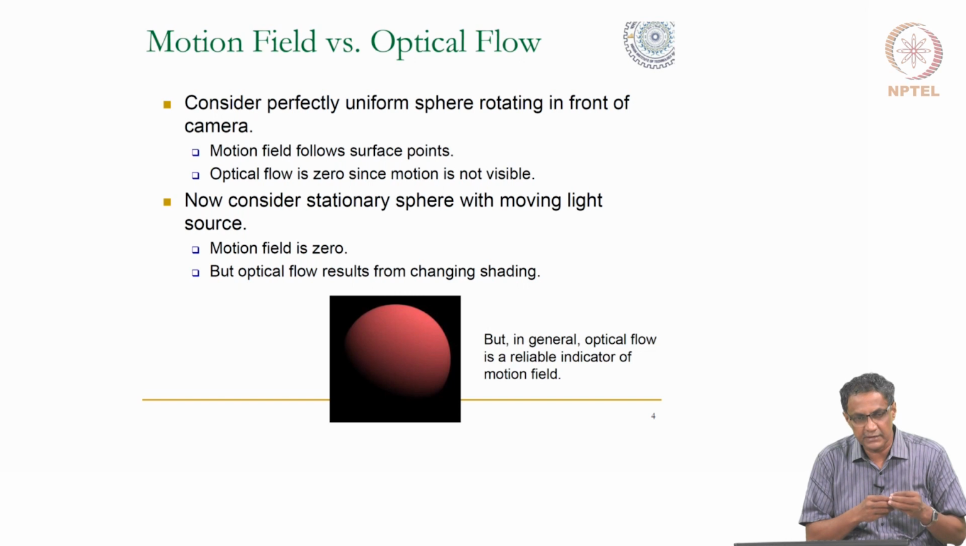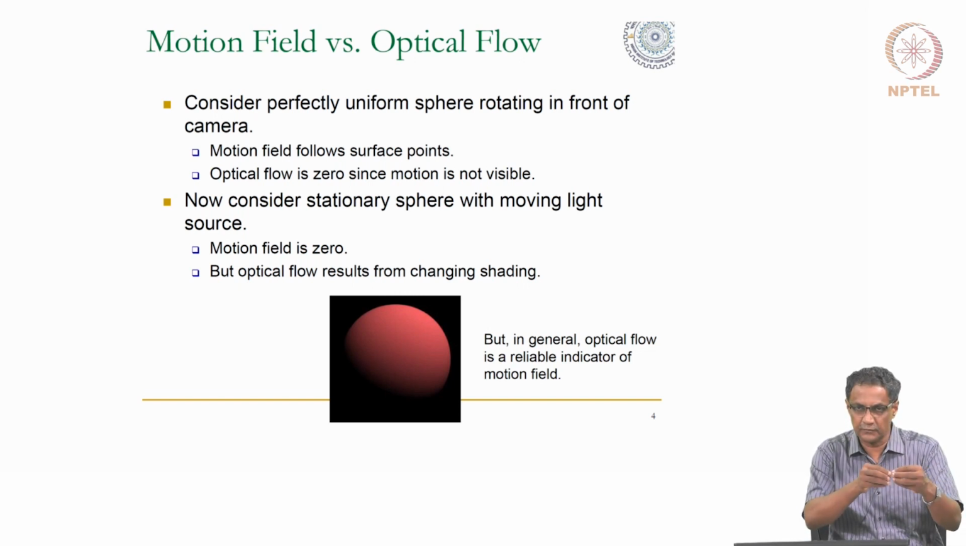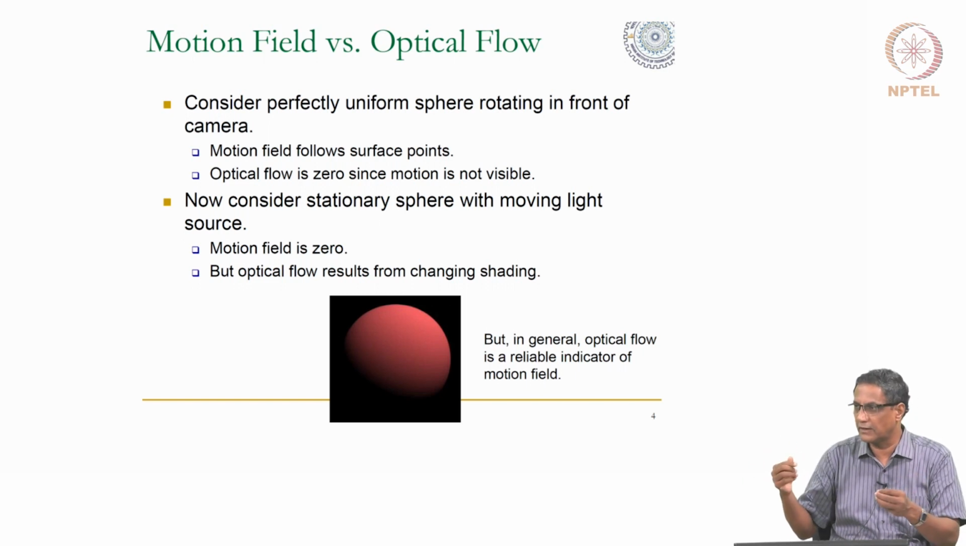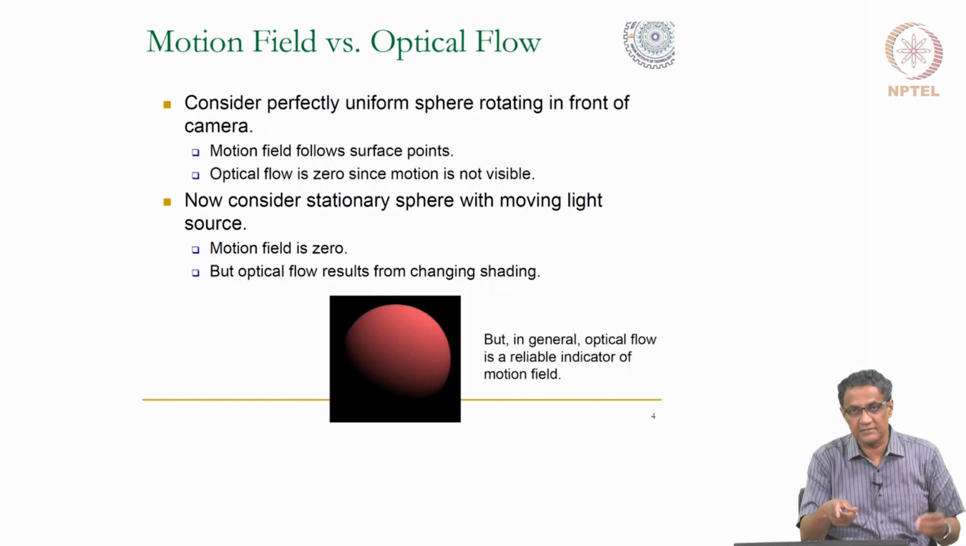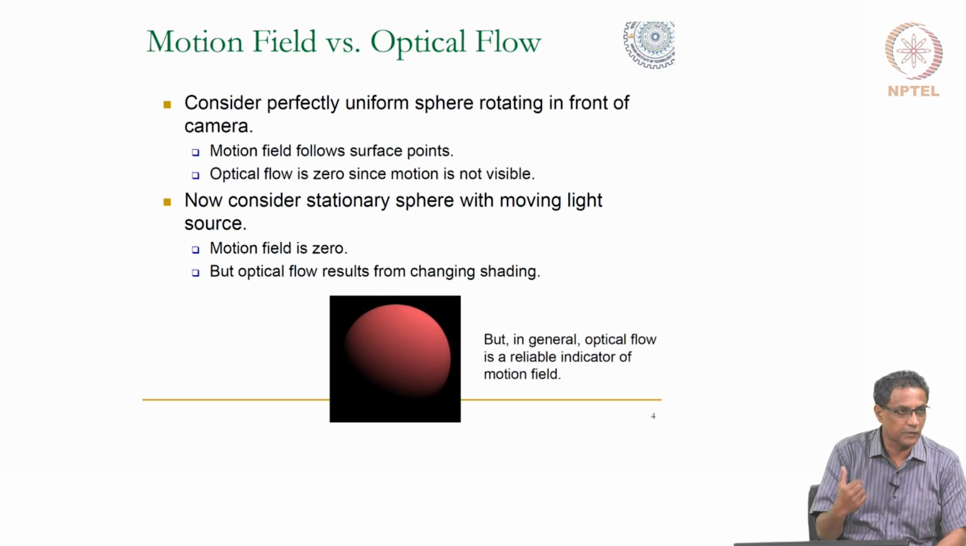And as I said earlier, what you can observe is only the optical flow. So does the optical flow imply the motion field or not? Need not always. So in this example, what have we got? We've got motion field, but there is no optical flow.